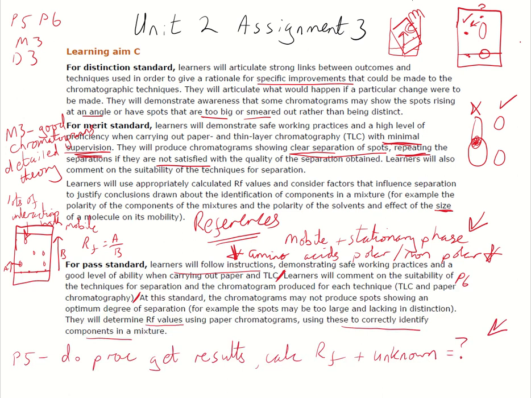So there are other ways you can improve your chromatographic technique. Google them, and then obviously just put those in as extras. And that should give you the distinction grade.